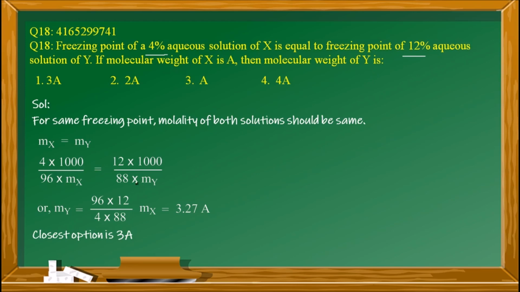That is 12%. 18 by my, or my equal to 96 into 12, right? Here 96 into 12, by this 1000 goes off, this 1000 and this 1000 go off. So 96 into 12, 4 into 88 is nothing but 3.27. The option which has nearly this value, option number 1, is the correct option, friends. This is how, if you know the molality of these solutions, you can calculate. This is 3.27, so option number 1 is the correct option, friends.